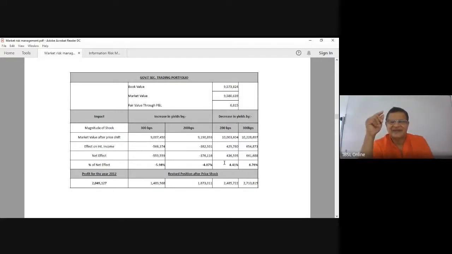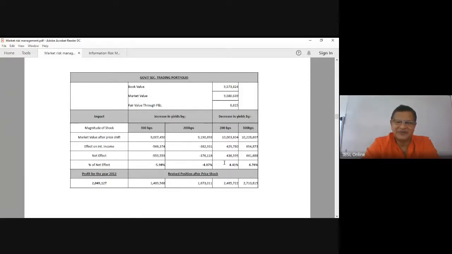Then you deduct this 6,815, which we have already made profit from these figures, then your net effect will come. So net effect is you have made 559 million loss if your 300 basis points goes up. You have made a loss of 376 if interest rates go up by 200 basis points. Similarly, you have made profits on the other side, 436 and 661.